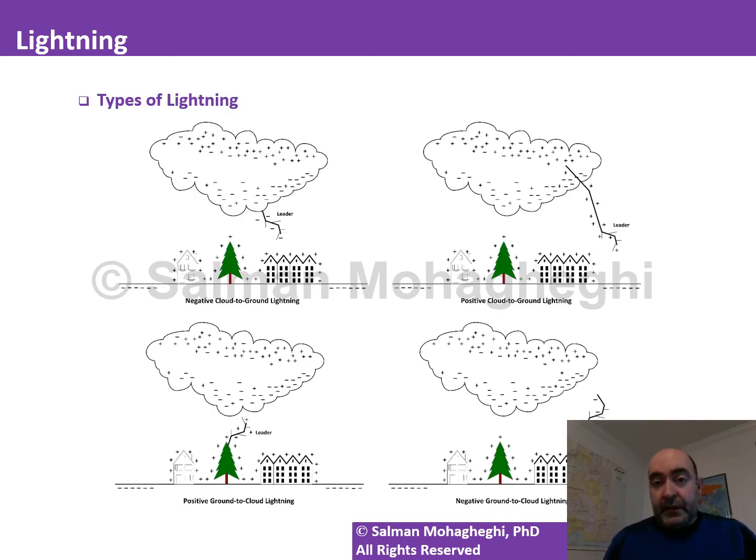There are different types of lightning. These are classified based on the type of electric charge of the lightning, as well as where it's initiated. So a lightning can be negatively charged or positively charged, and also it can start from the cloud towards the ground or the other way around, start from the ground and go towards the cloud. Out of these four different categories that I'm showing here, the negative cloud to ground lightning is the most common type. And this is the one that we're going to be talking about for the rest of this lecture.